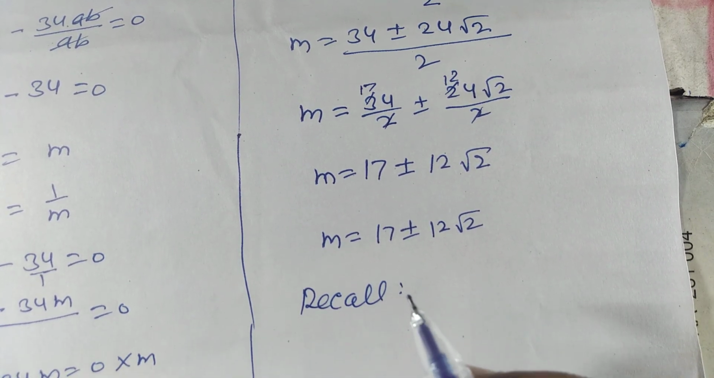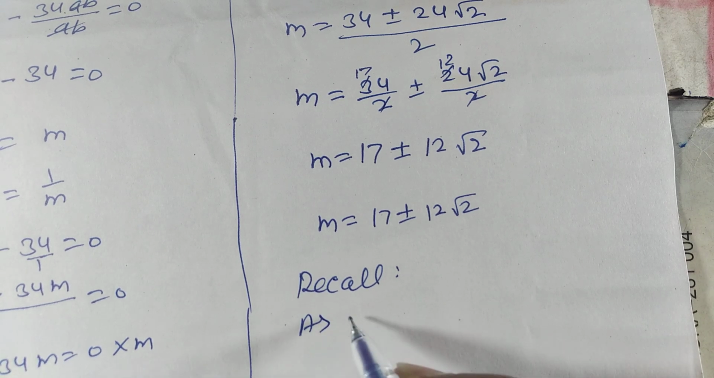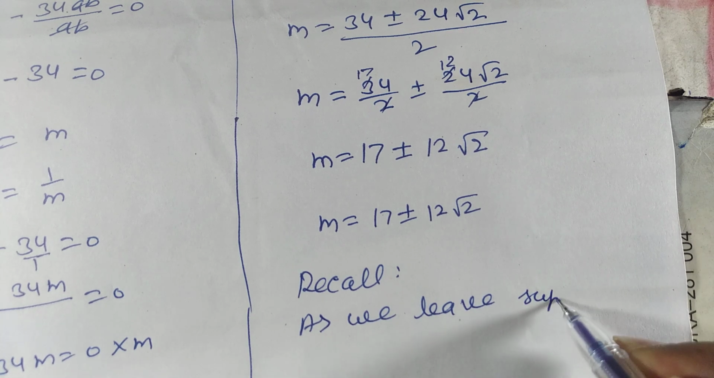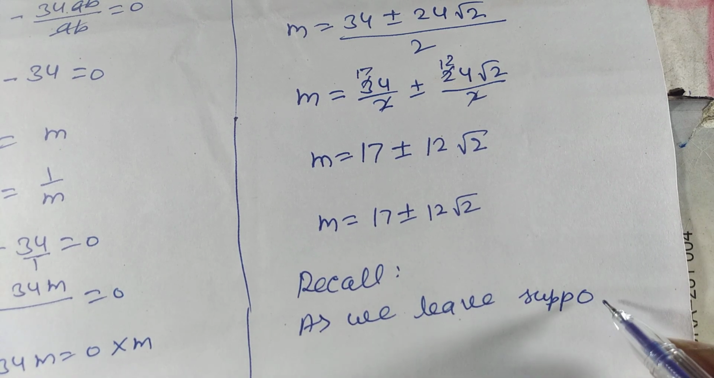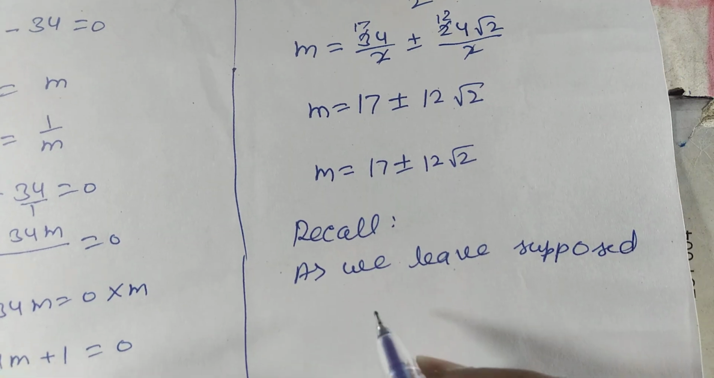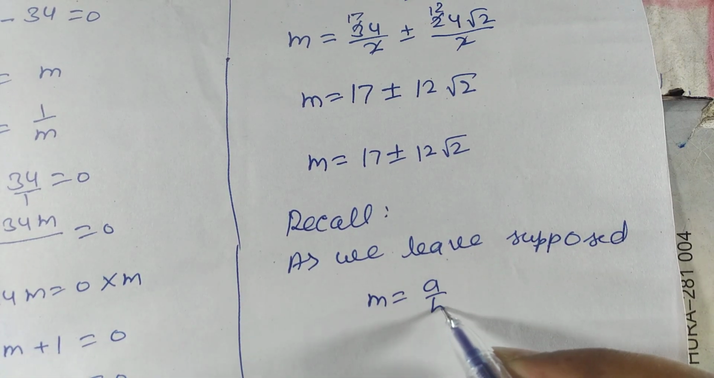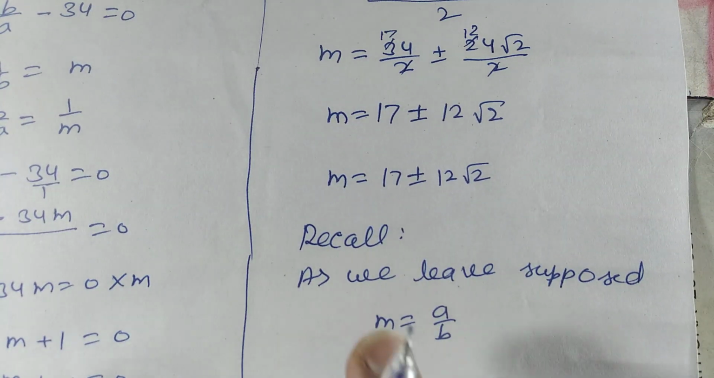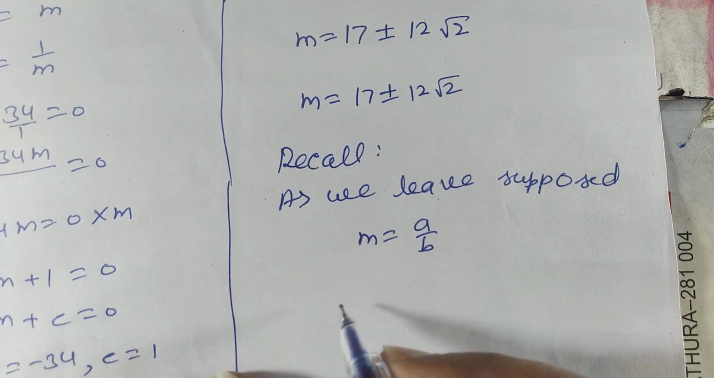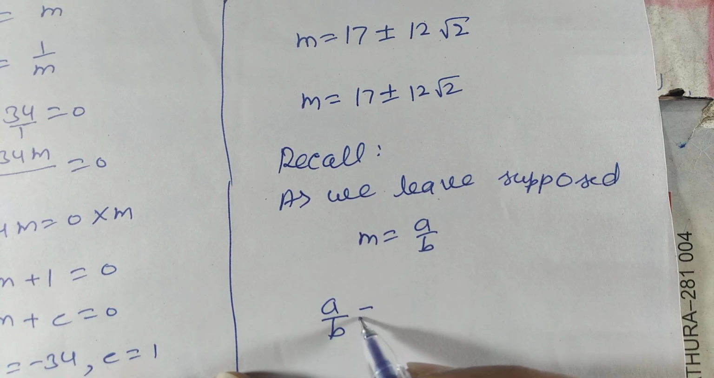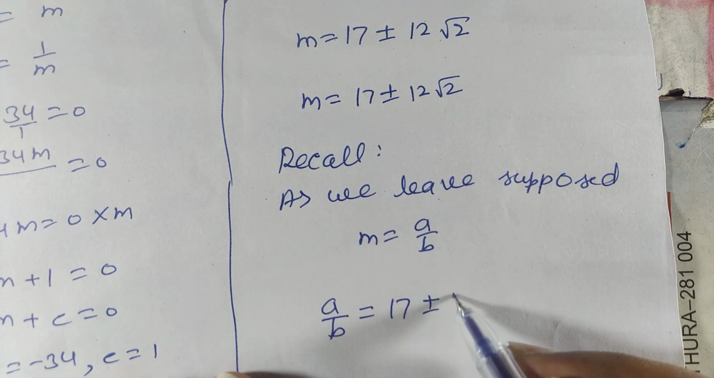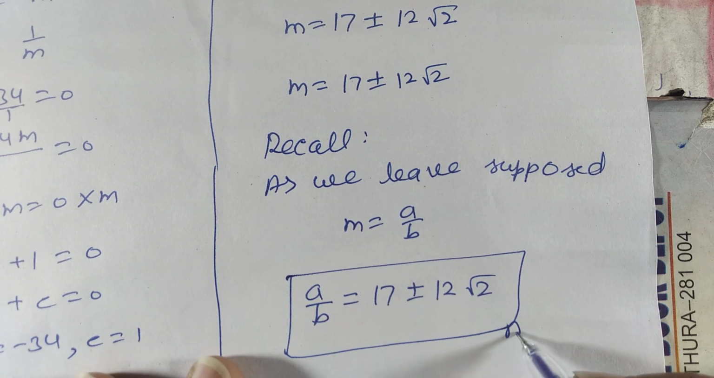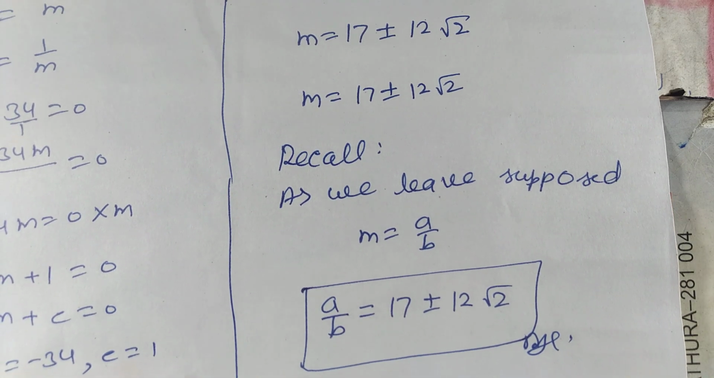Recall that we supposed m is equal to a over b. Recall this form: then a over b is equal to 17 plus or minus 12 square root of 2. This is the answer. Thanks for watching. Bye bye.